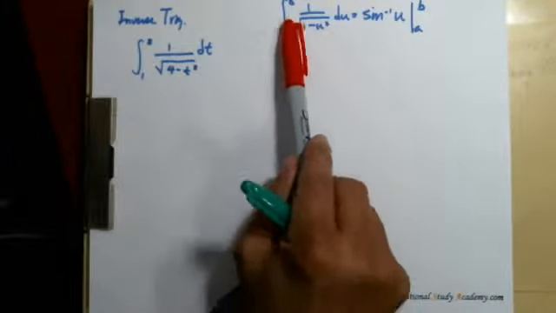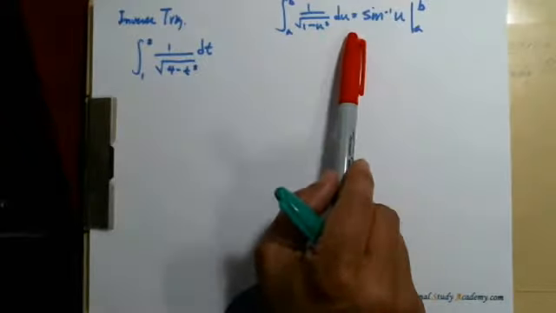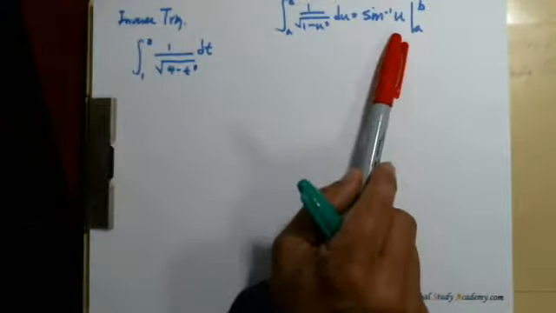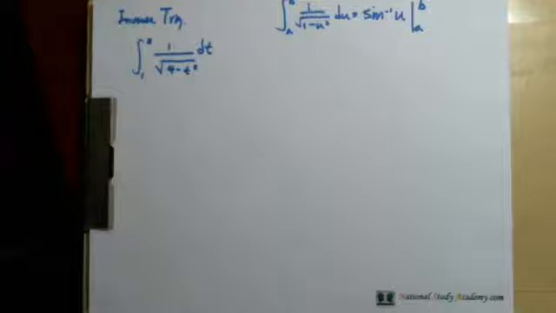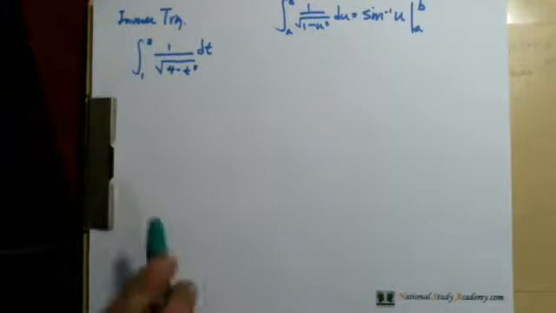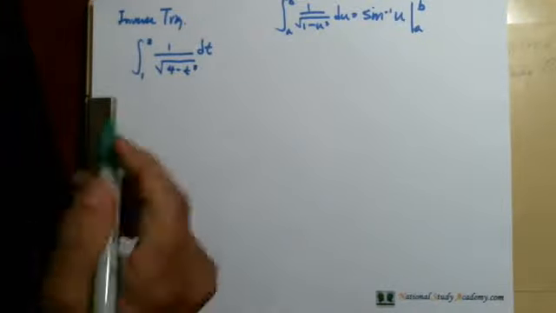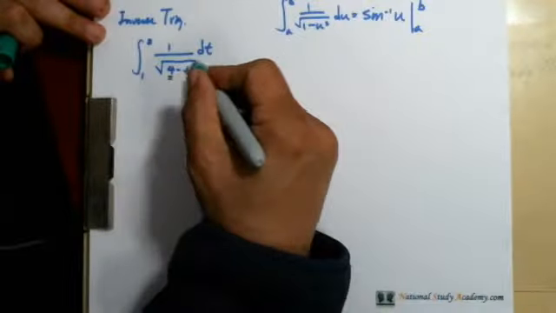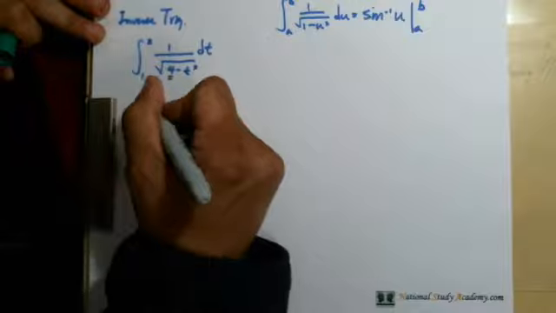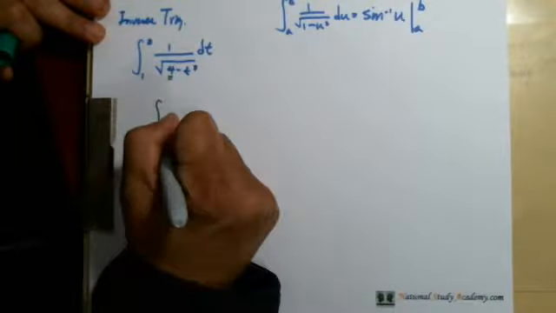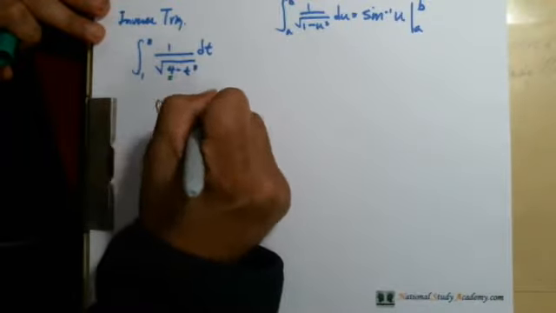It's the integration from a to b of 1 over the square root of 1 minus u squared du, which is equal to sine inverse of u, evaluated from a to b. So it gets a little bit tricky because of this 4 right over here. Everything looks exactly the same except for this 4, so we're going to do a little bit of algebraic manipulation here.